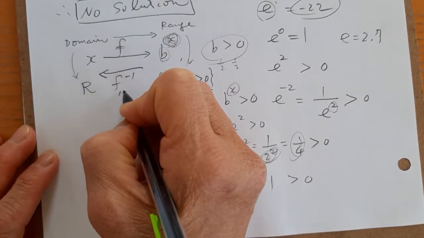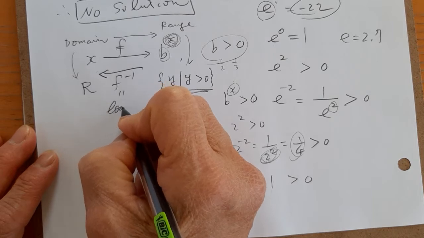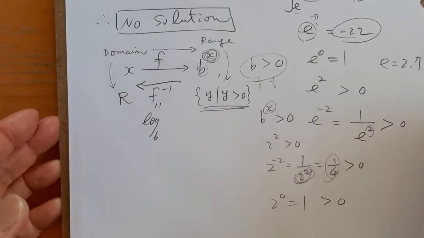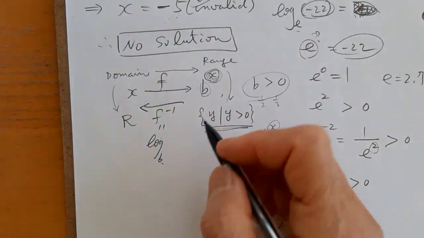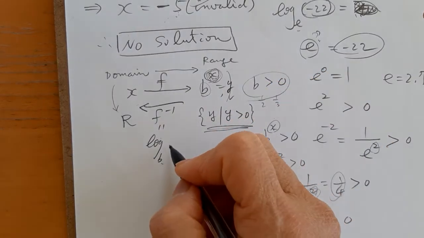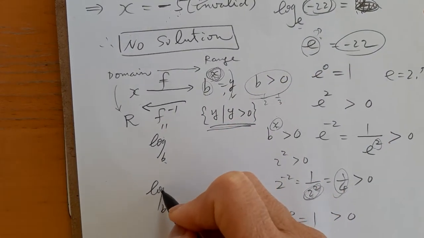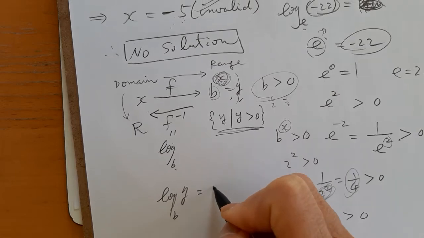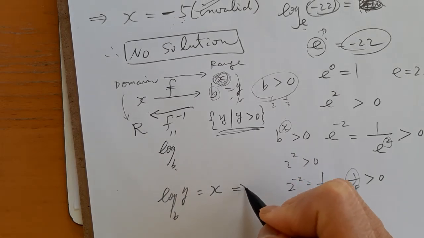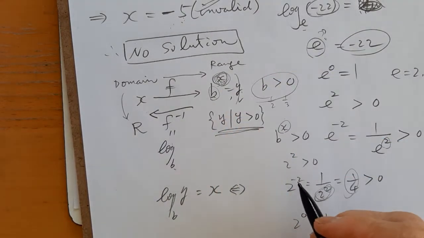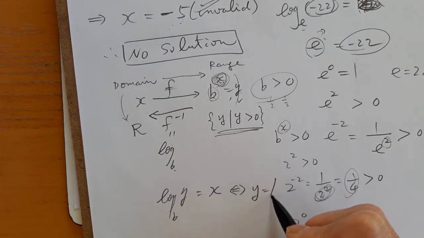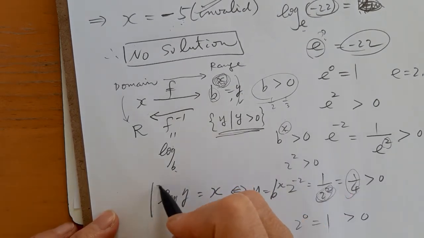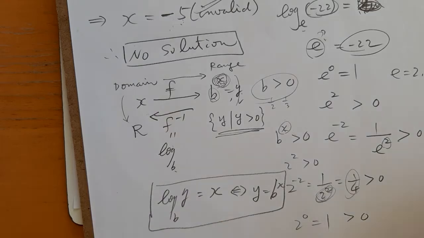F inverse, we give a special name called log base b. Special notation, log base b. And this side is y. So you get log base b of y equals x is equivalent to y equals b to the power x. So that's the first formula, right?